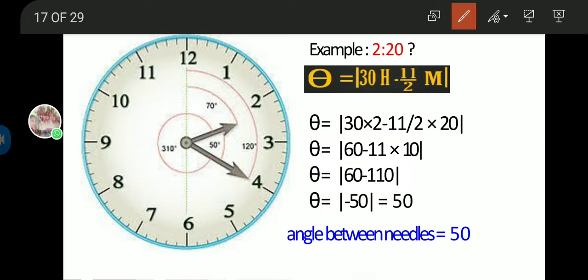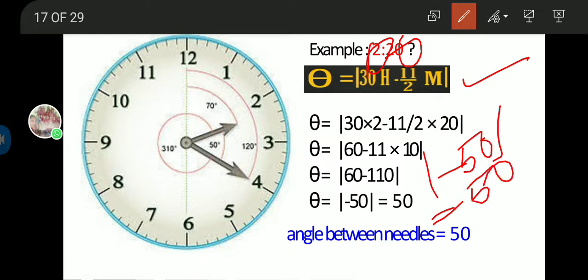For 2 hours 20 minutes, substitute into 30 into h minus 11 by 2 into minutes. This is our formula. 2 is the hours and 20 is the minutes. 30 into 2 minus 11 by 2 into 20. 60 minus 11 into 10. 60 minus 110, that is minus 50. Mode of minus 50 is 50 itself. The angle between the needles is 50.